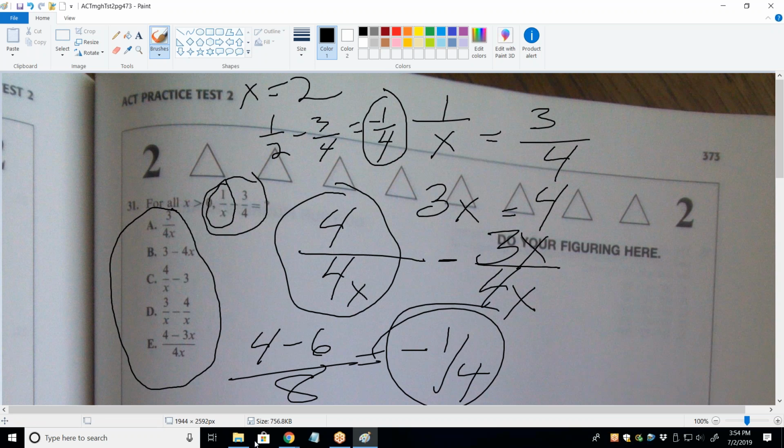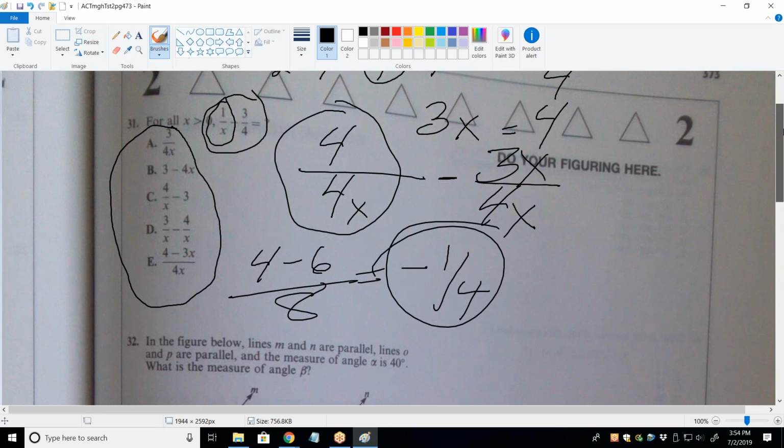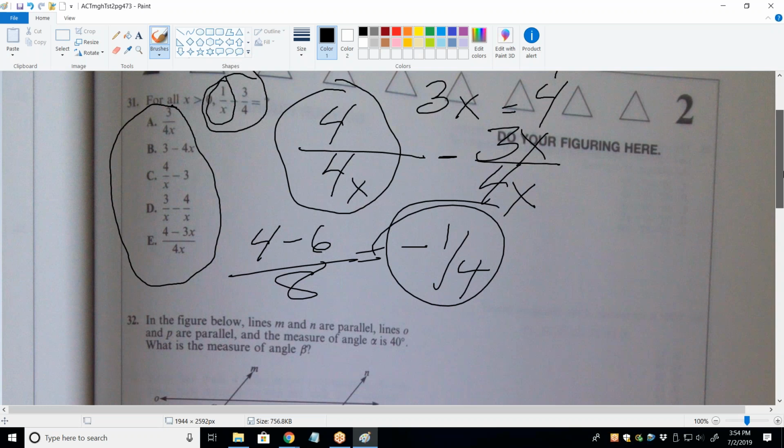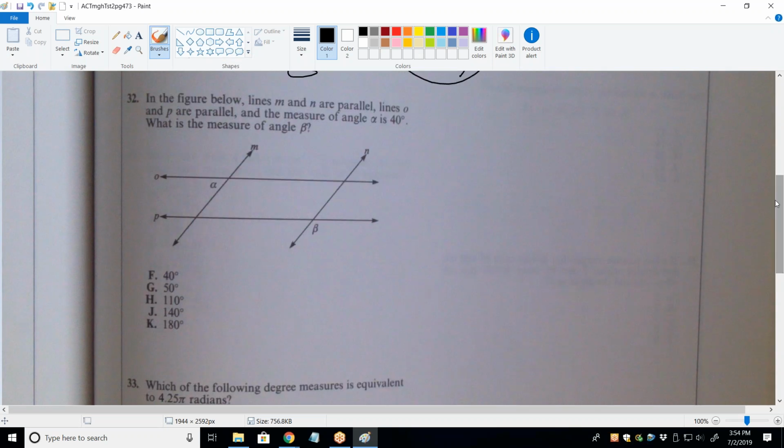But anyway, you are certainly correct to try to find a least common denominator. That's the most direct way to the answer. All right, 32. Okay. Jane.